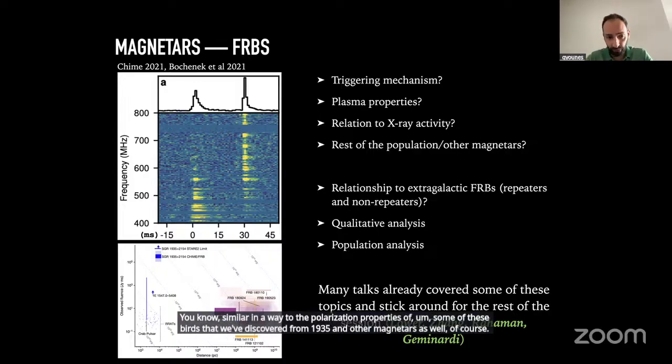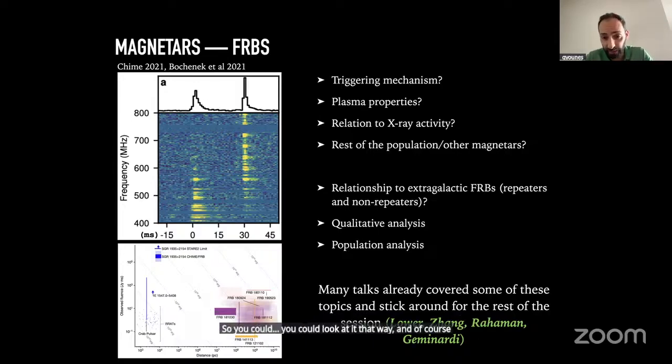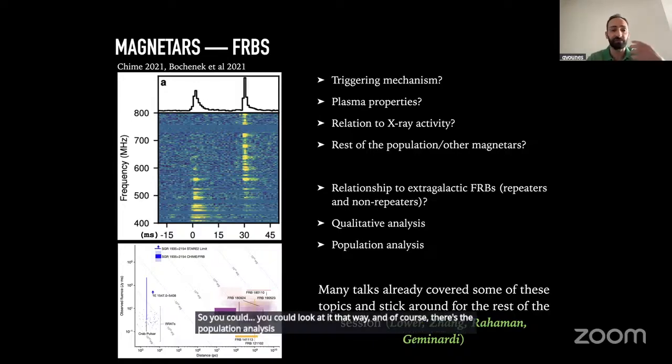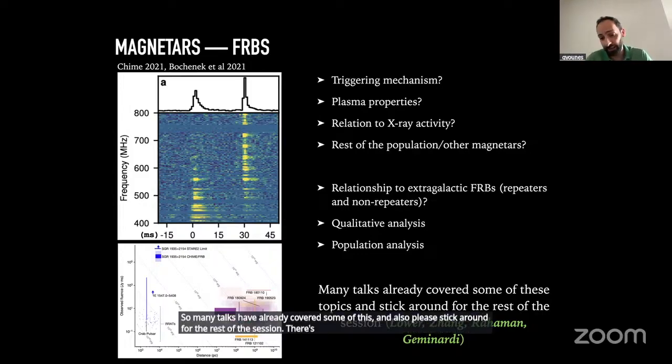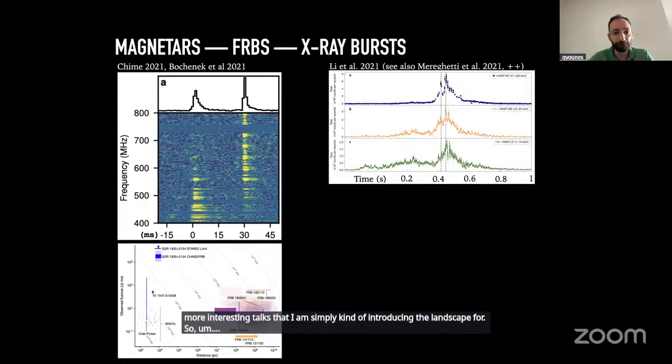So you could look at it that way, and of course there's the population analysis, asking ourselves what we know about the magnetar population, what we know from that one single data point. It's still a single data point, but it's something. What does that translate to in terms of explaining the extragalactic FRB population? So many talks have already covered some of this, and please stick around for the rest of the session. There are going to be, in fact, what I would argue are the more interesting talks, and I am simply introducing the landscape for them. So, all right.